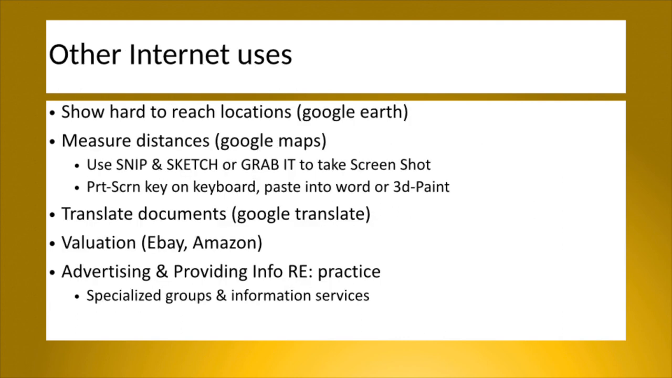Then some other internet users are doing things like showing hard to reach locations from Google Earth. If you're trying to use that for trial purposes, I know that attorneys have used Google Earth snapshots and also measured distances with things like Google Maps. Just remember, you can use the print screen button or a screenshot to take a picture of something from Google Maps, and then you can paste it into Word or 3D Paint or PowerPoint to be able to mark it up and use it as a diagram or map. You can use Google Translate to translate documents from Spanish to English. It's not perfect, but it's a lot better than my high school Spanish allows, and it at least gives you the basis to communicate with certain people that you wouldn't be able to talk to otherwise.